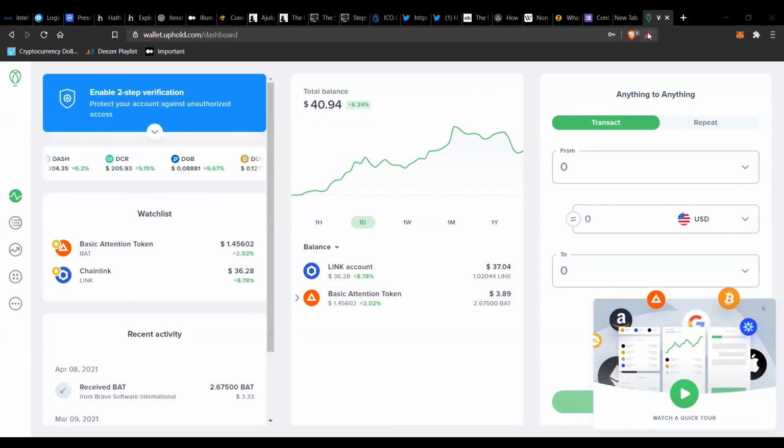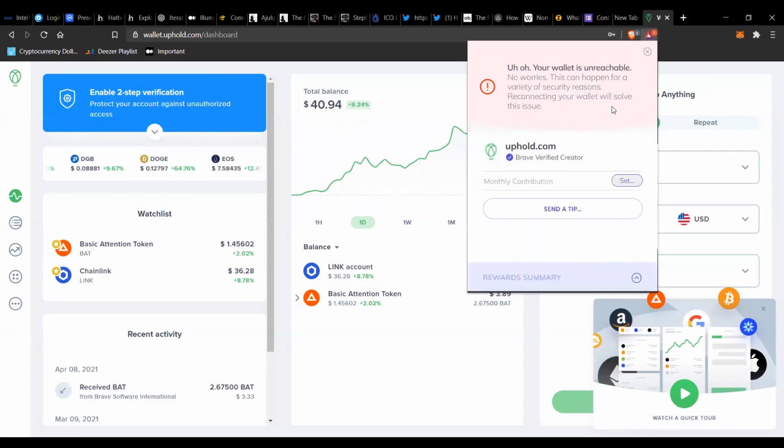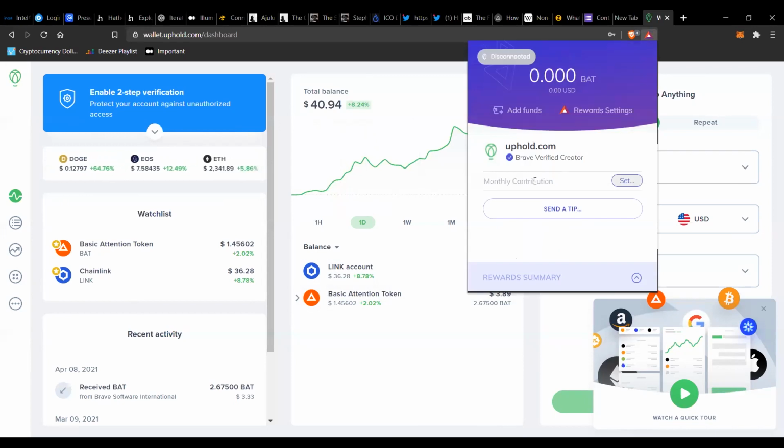So this is Brave browser here. My wallet is unreachable. It actually is reachable. So Uphold is the wallet you have to connect. You don't need to start off with this, but it is something you have to do later on, eventually, when you've gotten a significant amount of Brave by using the browser. So for now, don't look at how to get an Uphold wallet. First of all, start using the browser frequently.